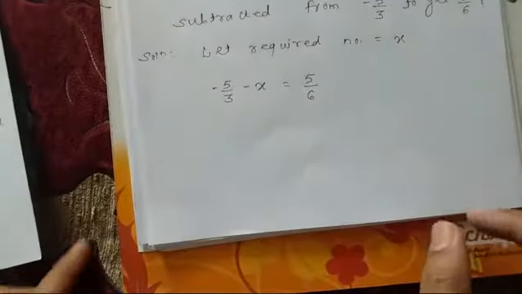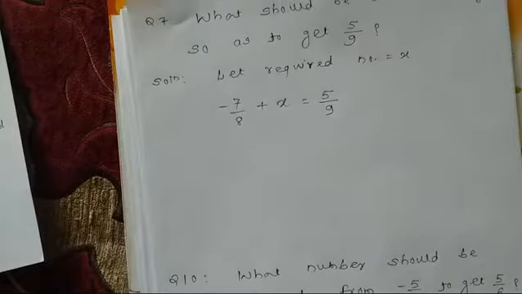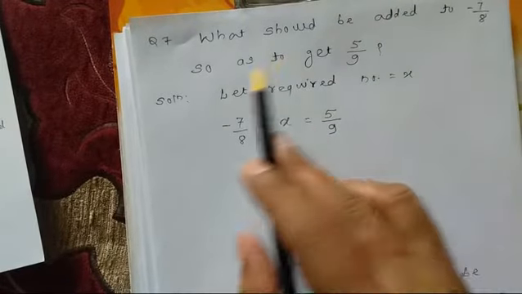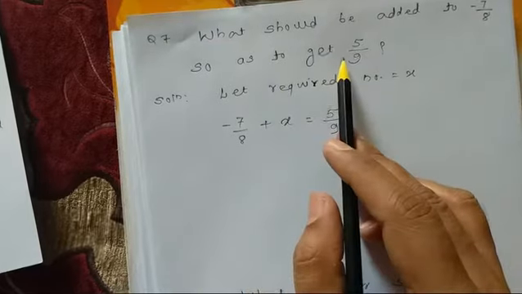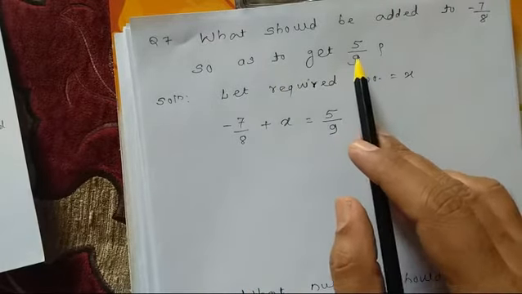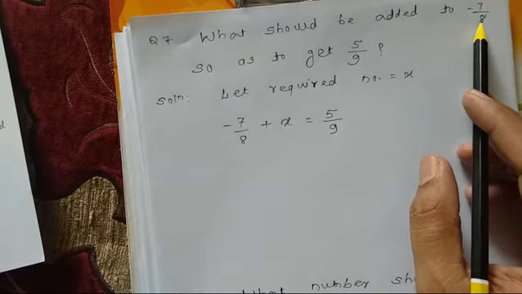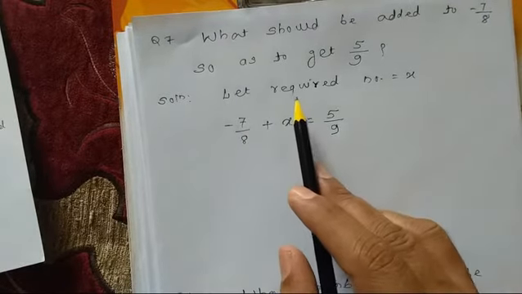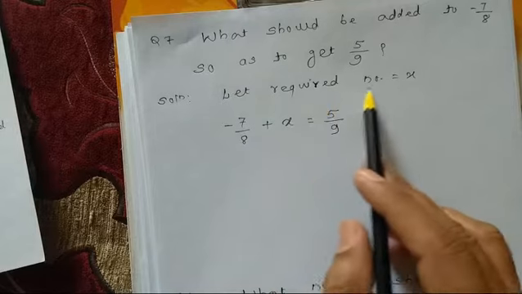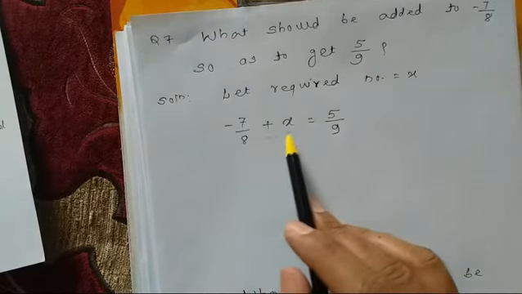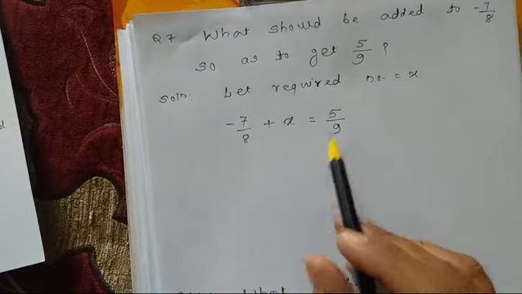Next question. In this question, see here what is the question. What should be added to minus 7 upon 8 so as to get 5 upon 9? Means we want the sum as 5 upon 9. One number is given, minus 7 upon 8, and we have to find the other number. So first let's assume the required number is x. So we will get this equation: minus 7 upon 8 plus x is equal to 5 upon 9.